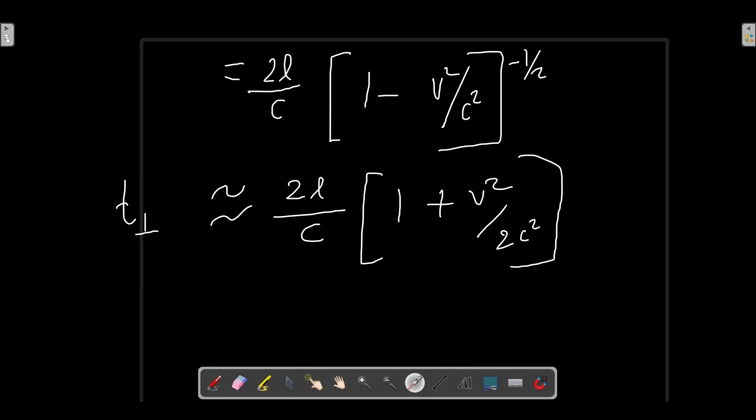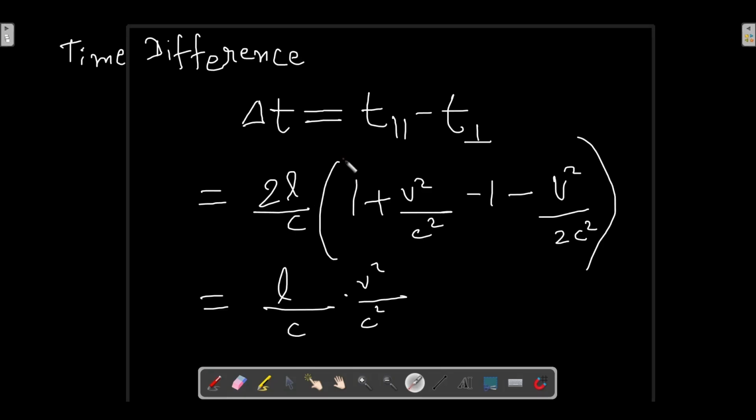So t parallel minus t perpendicular will be equal to 2L by c multiplied by 1 plus v square by c square minus 1 minus v square by 2c square. This is very simple algebra. You can do it yourself and have a look at it. So 1 and 1 will cancel. V square by c square minus v square by 2c square will come out to be v square by 2c square. The 2 from here and 2 from here will cancel out, and the final expression will be L by c multiplied by v square by c square.